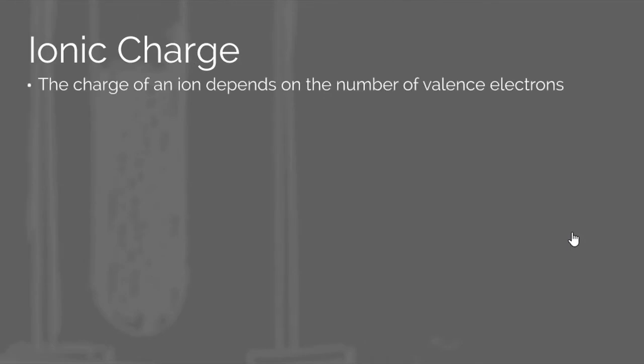Now let's dive a little bit deeper into this ionic charge. The way that we determine the ionic charge, just to keep it pretty simple, will depend on the number of valence electrons that we get from the elements. But I should say that it's also a little bit different than just knowing the number of valence electrons. So let's see what's going on with that.